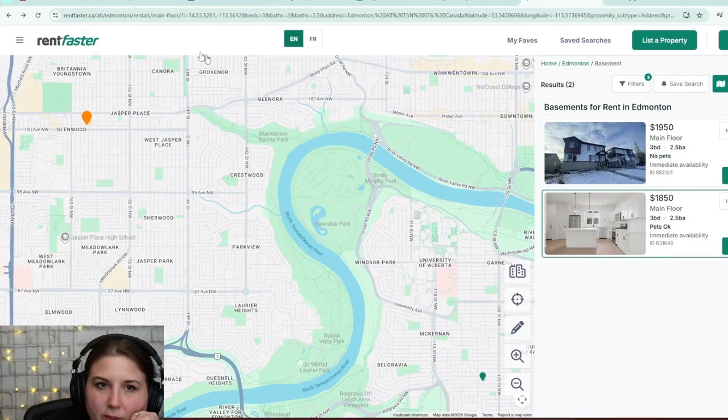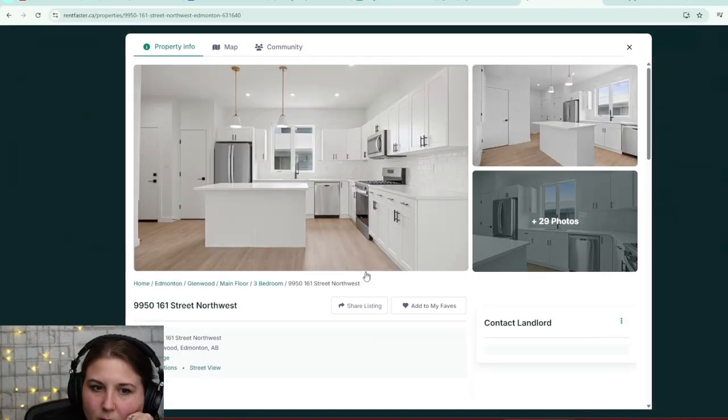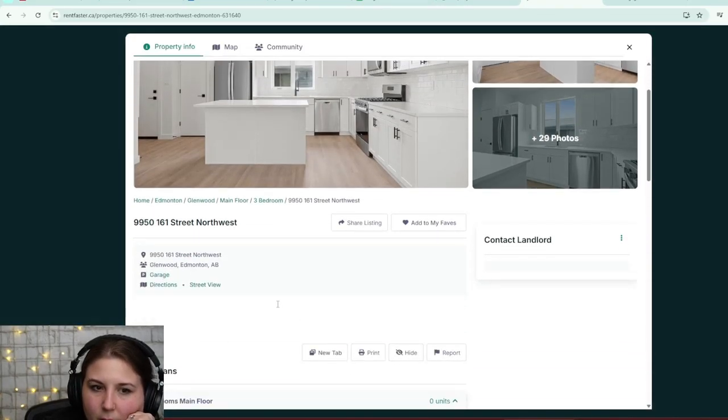Glenwood. So we were over here in Grosvenor, so Glenwood. I just need to double check it doesn't include utilities. It shouldn't. Oh, okay. We're so close, guys.